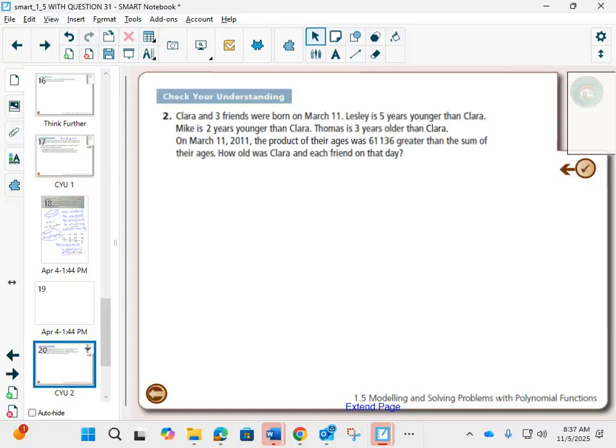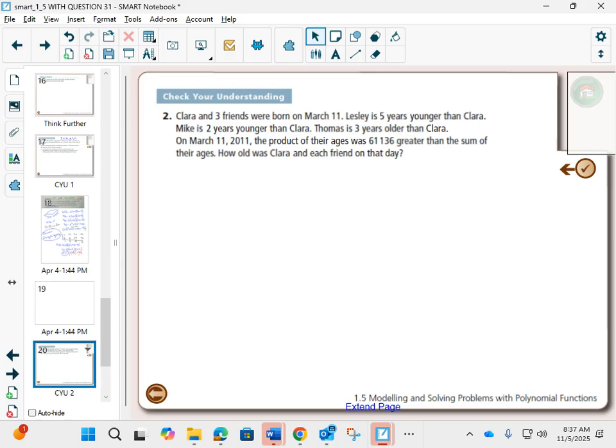Clara and 3 friends were born on March 11th. What a coincidence. Very likely. Leslie is 5 years younger than Clara. Mike is 2 years younger than Clara. Thomas is 3 years older than Clara.